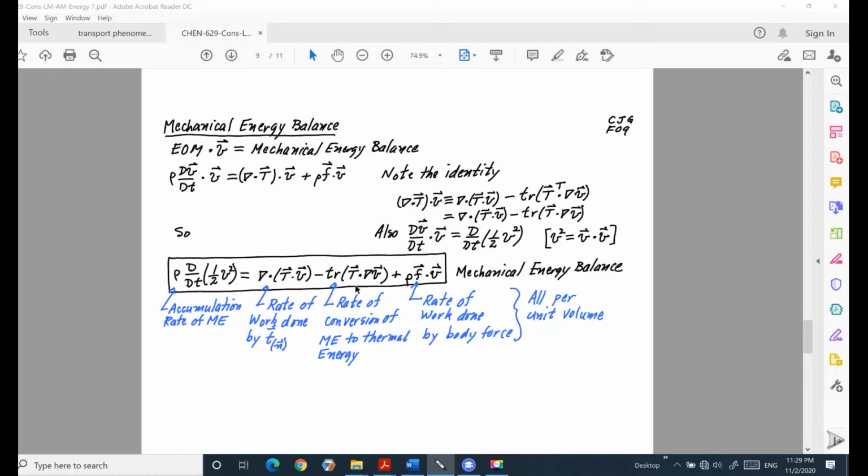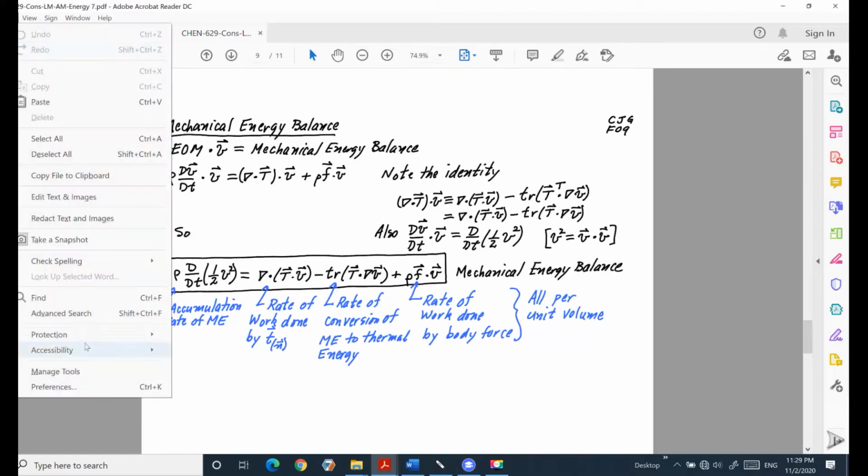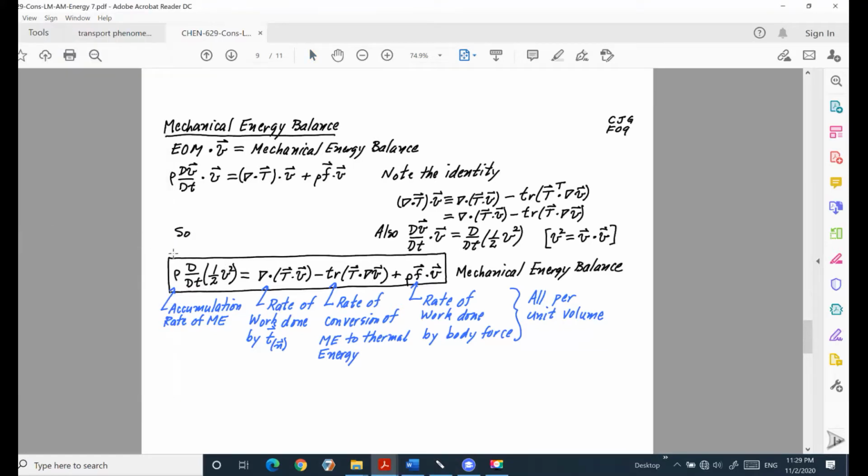If you remember, this is our mechanical energy term that we drew before.